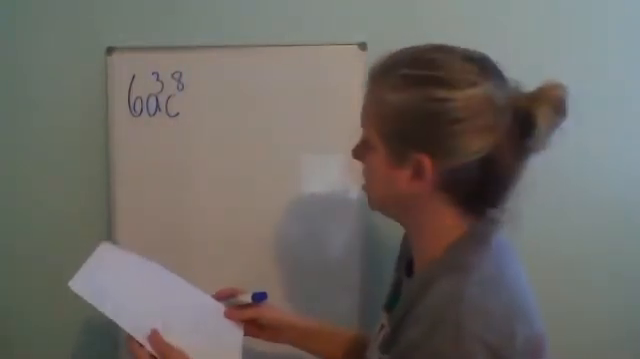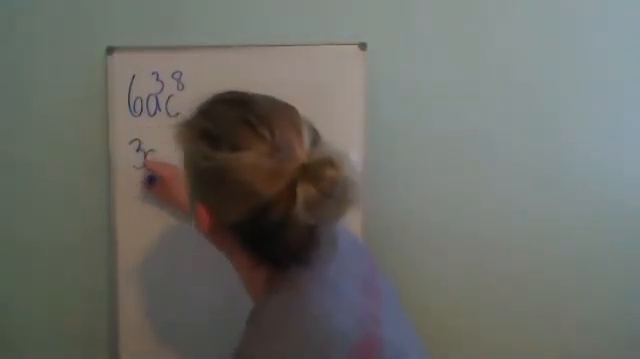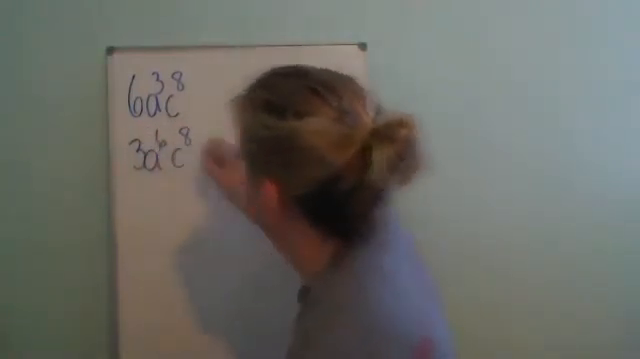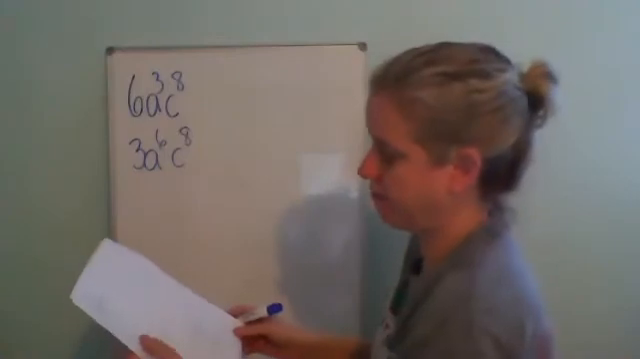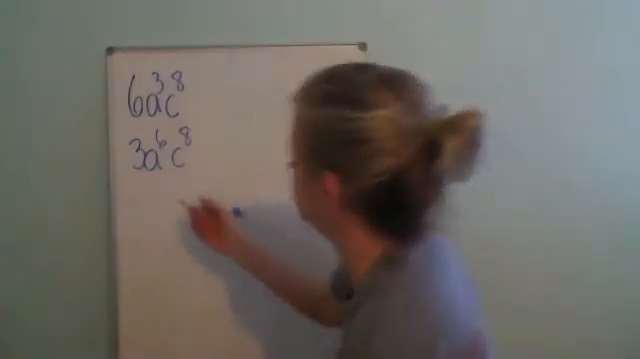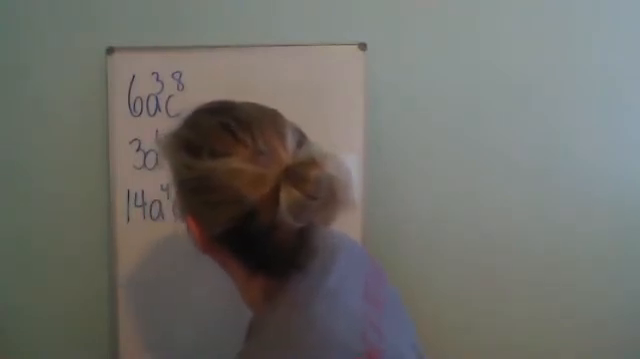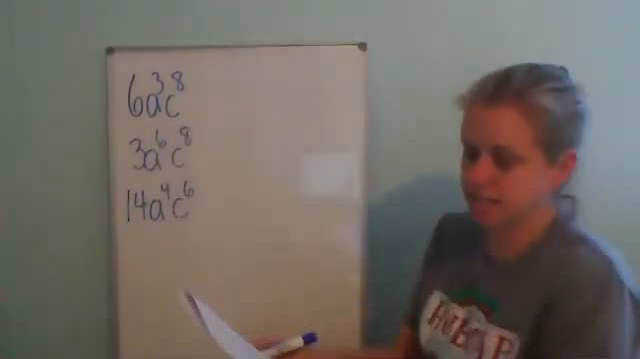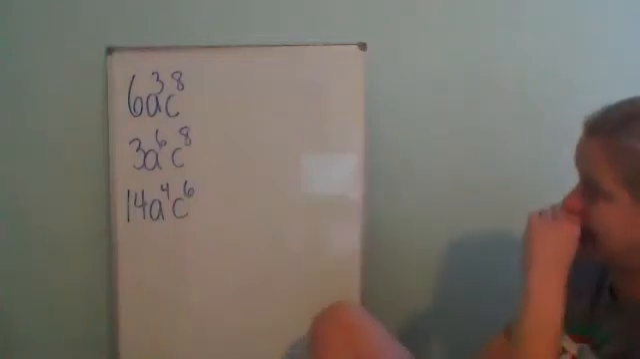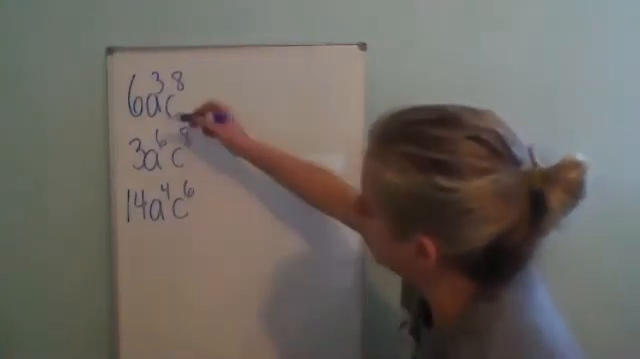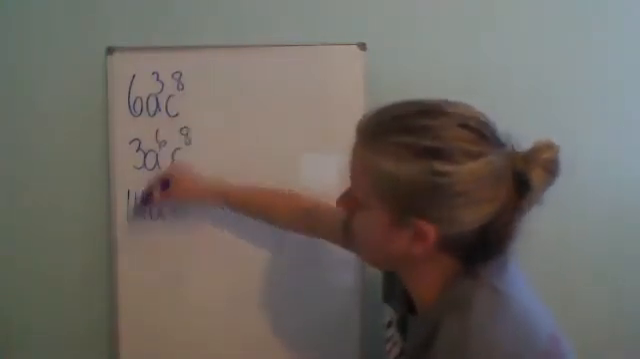3a to the 6th, c to the 8th. And 14a to the 4th, c to the 6th. So again, I'm finding the least common multiple. So let's see here. Again, same thing. I've got a 6, a 3, and a 14.